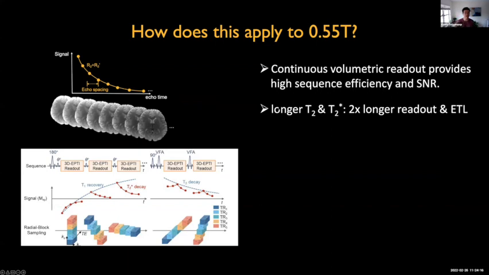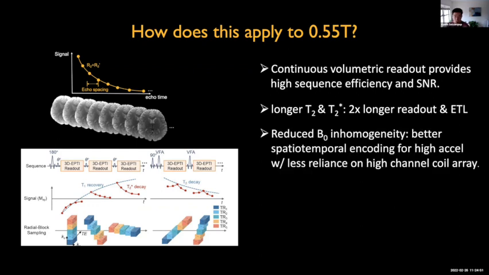So now that I've shown you that, let's see how some of this EPTI technique can be applied at 0.55 Tesla. With this EPTI, we're doing continuous volumetric readout with minimum dead time to provide high sequence efficiency in terms of encoding as well as high SNR. This is really well suited for low field because now you have longer T2 star so that you can use a longer readout and echo train length to really do more encoding and better SNR averaging.